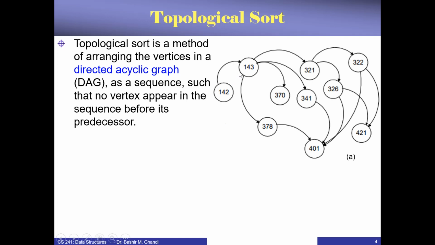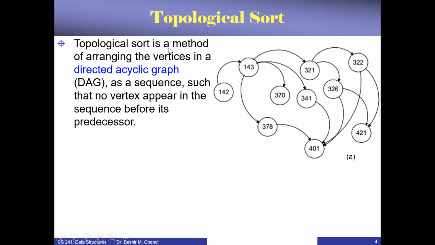You can imagine if two courses, one is prerequisite to the other, and the other is also prerequisite to the other, then there's going to be confusion. Which one are you going to take first? So there must be no cycles in the graph. The graph has to be acyclic. These are the two conditions. This type of graph is normally called DAG, directed acyclic graph.